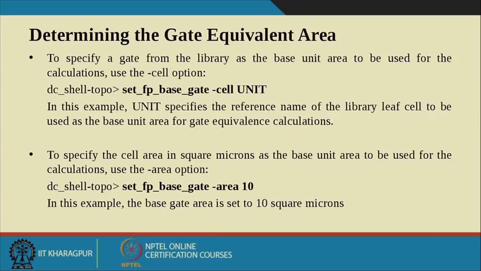So how can you do that? Using the command set_fp_base_gate -cell with the unit name, and to specify the cell area in square microns as the base unit, you can use the -area option: set_fp_base_gate -area 10. So now I am setting the area value for that particular black box that I am using. Unless I give all this information, whenever I reuse it in my next design, I will not get the timing information, the area information, or the power information about that gate.